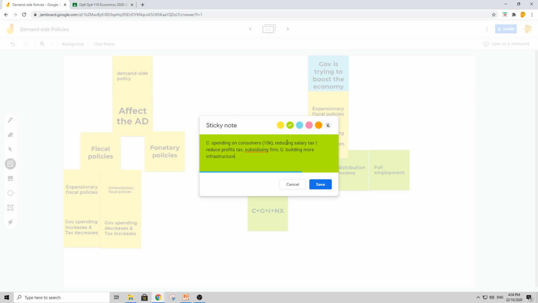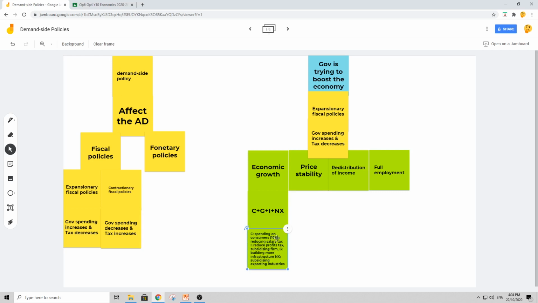And for net exports, I think any policy that will boost exports will help, maybe subsidizing the exporting industries. So this is the way we should analyze the logic for government policies and also government objectives.